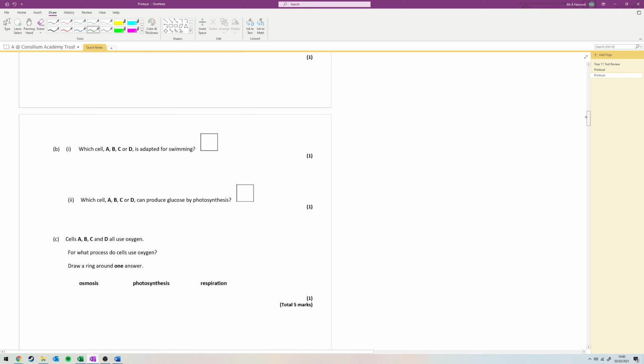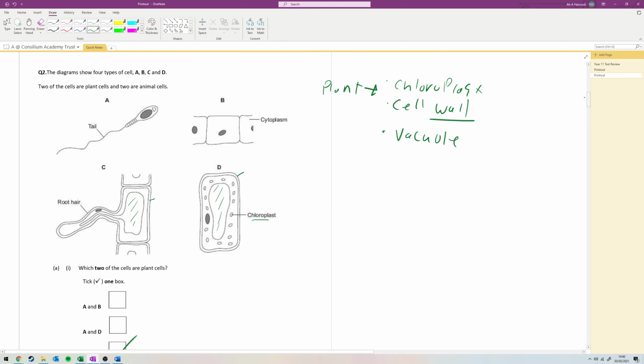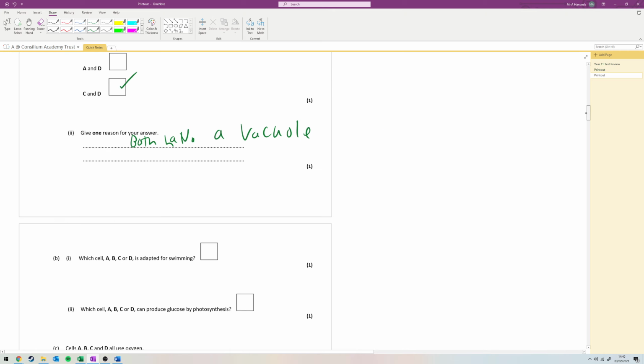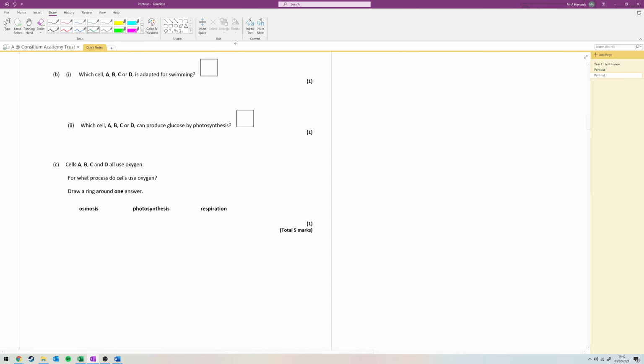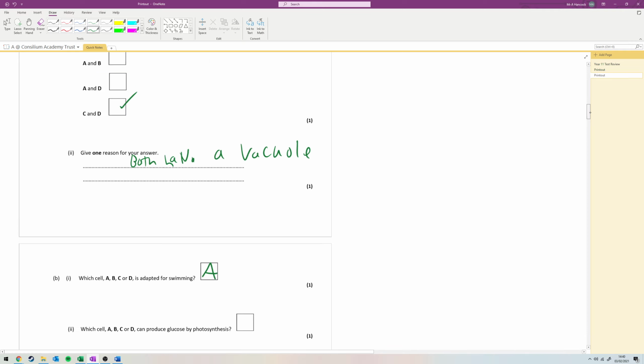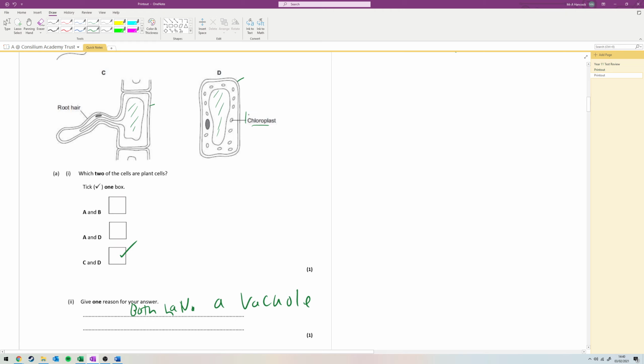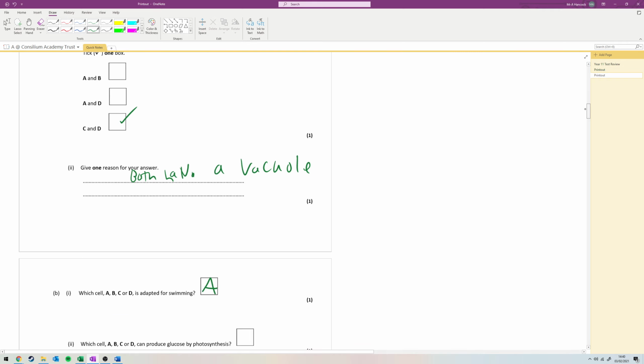Okay, let's go to B. Which one, A, B, C, or D, is adapted for swimming? Well, if you look, this has got a long tail, so this is the only one that needs to swim. So that is A. And then which one, A, B, C, or D, can produce glucose by photosynthesis? Now, I'll scroll back up again, and you see here, this one is the only one that's got chloroplasts in, so D is the only one that can do photosynthesis.